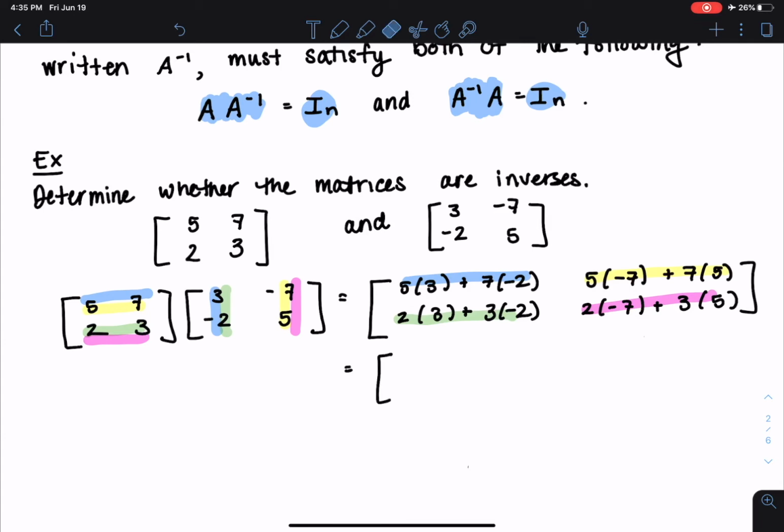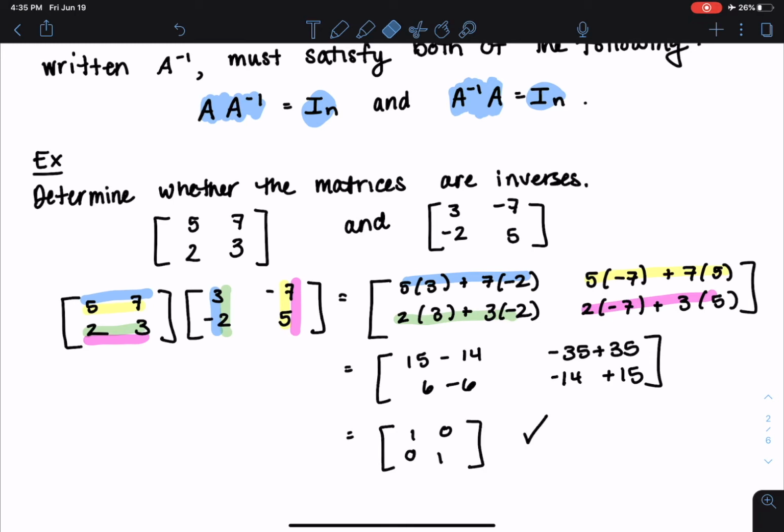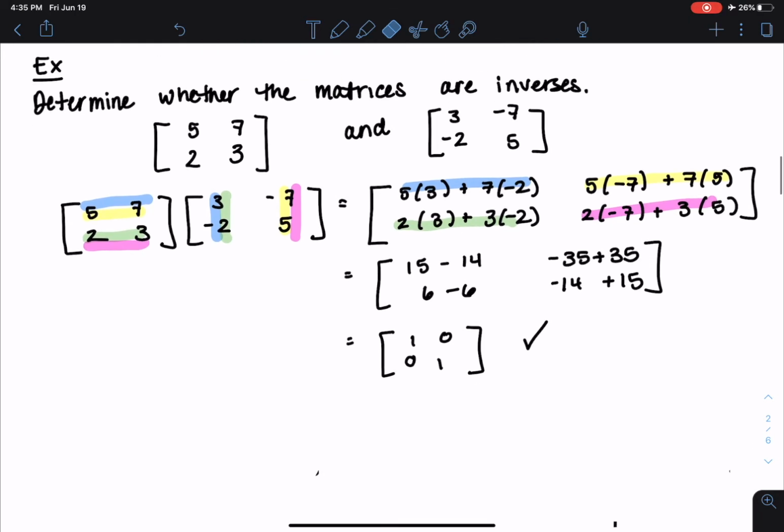So if we go ahead and go through this, that'll be 15 minus 14, -35 plus 35, 6 minus 6, and then -14 plus 15. So you do end up with the identity matrix. So this way works well, but now I need to switch the order and see if we get the identity back as well.